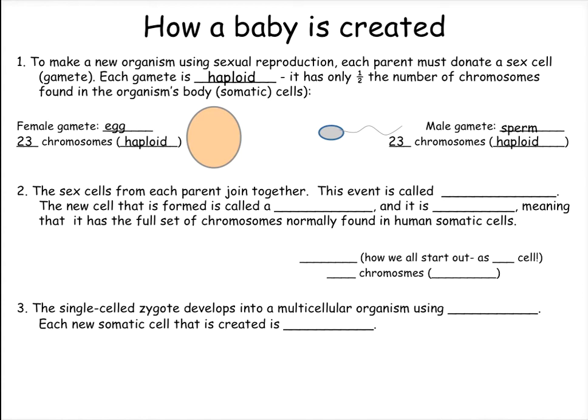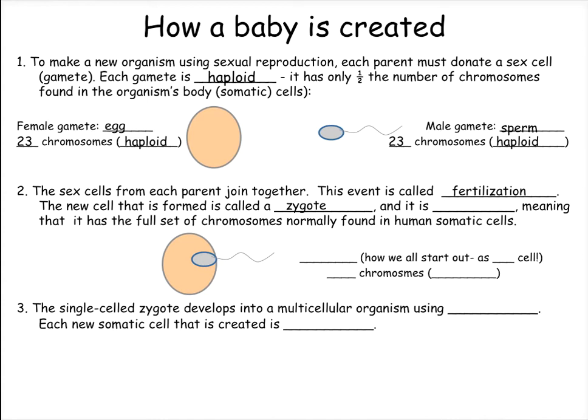Now, as you know, in order to make a new organism through sexual reproduction, the sex cells from each parent have to join together. So here's our egg, and here comes our sperm, and they will join together in an event called fertilization. The new cell that is formed as a result of fertilization is called a zygote. This zygote is the very first body cell of a new human being.